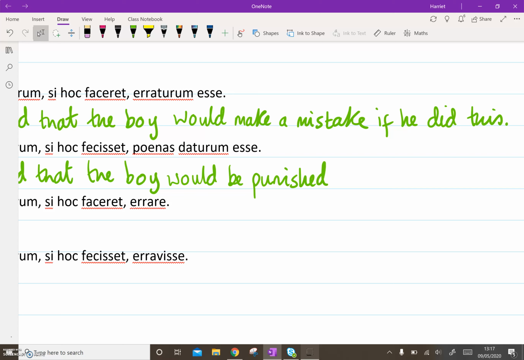So that tells us that this original statement would have been, as it says in the textbook, si hoc feceris poenas dabis. So we would have had a future perfect verb followed by a future verb. So therefore that feciset represents the future perfect rather than the past. So we would say that the boy would be punished if he did this rather than if he had done this.